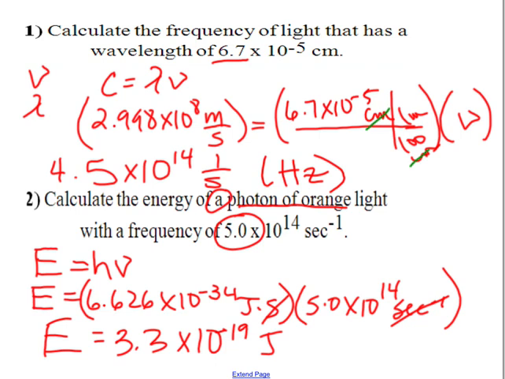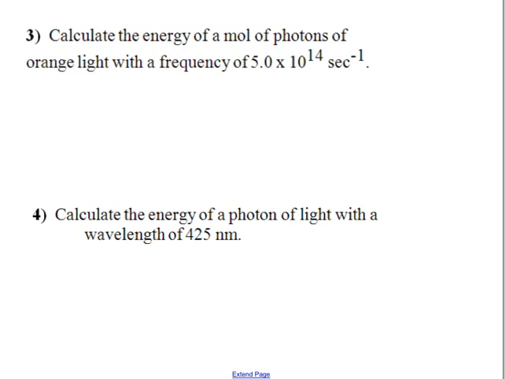Now the next problem banks directly off of this one. This was calculating the energy of a photon of orange light with that frequency. And the next problem, though, calculate the energy of a mole of photons with the same frequency. So what did we just find the energy of? We found not a mole, but the energy of a single photon. So that was kind of like a joule per photon, right? How do I find the energy then of a mole of them?